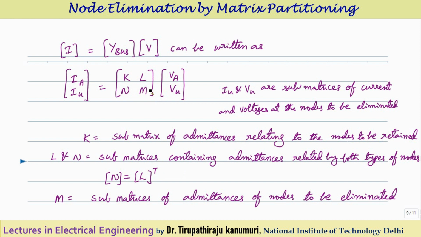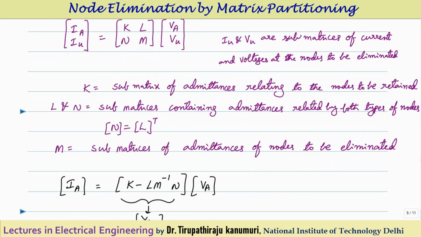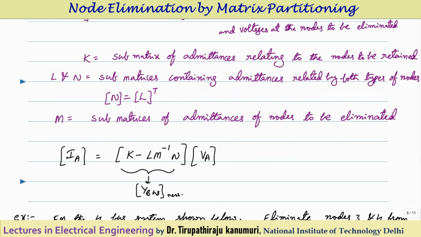And the matrix M contains the submatrices of the admittances of the nodes which are to be eliminated. So this will be multiplied with VA and VU. VU are the voltages of the nodes which should be eliminated. I am not going into the derivation of this, how to calculate this. I am directly using the formula. You have studied this in matrix operations in mathematics. So I am directly writing the equation.